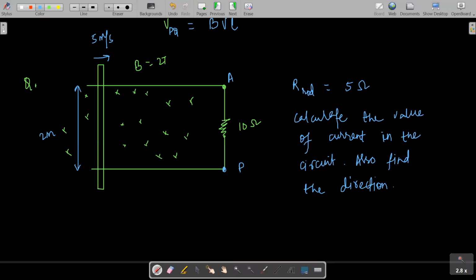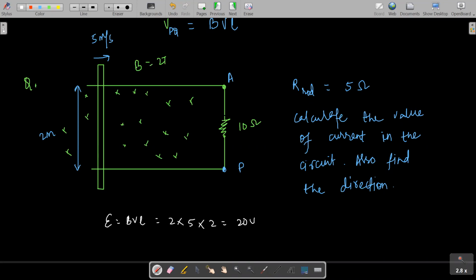Solve this. See, what will be the EMF induced, students? Here we have already studied the formula. It is BVL. What is the value of magnetic field? 2. What is the value of V? Velocity is 5. Very good. Into length is 2. 2 into 5 into 2 is equal to 20 volts. 20 volt will be the EMF induced, right?